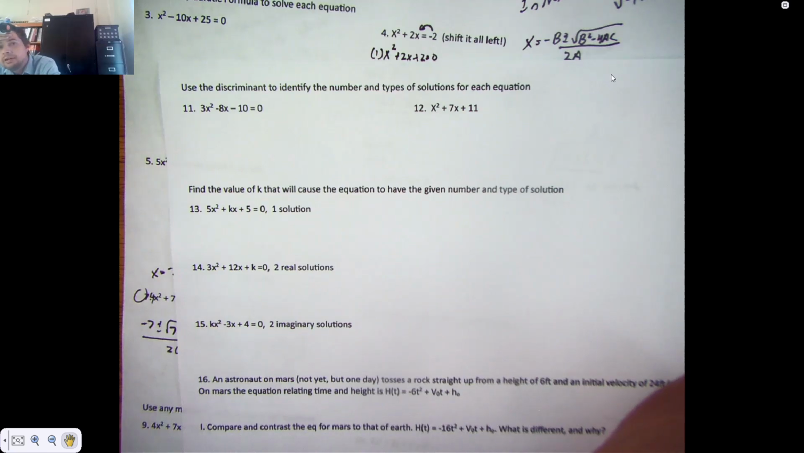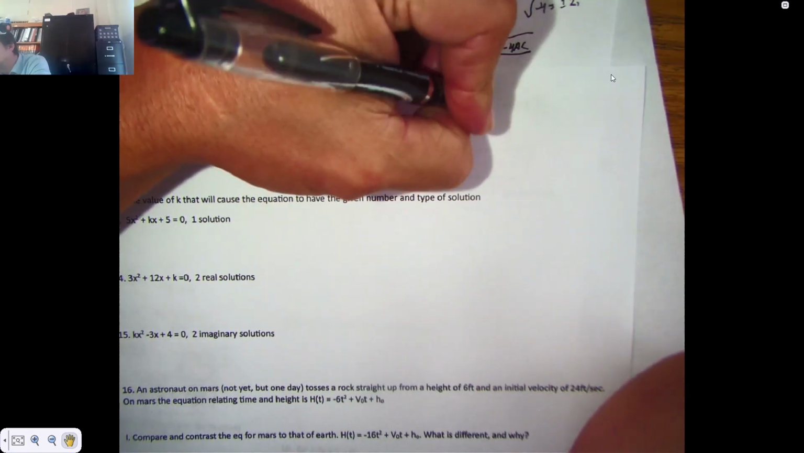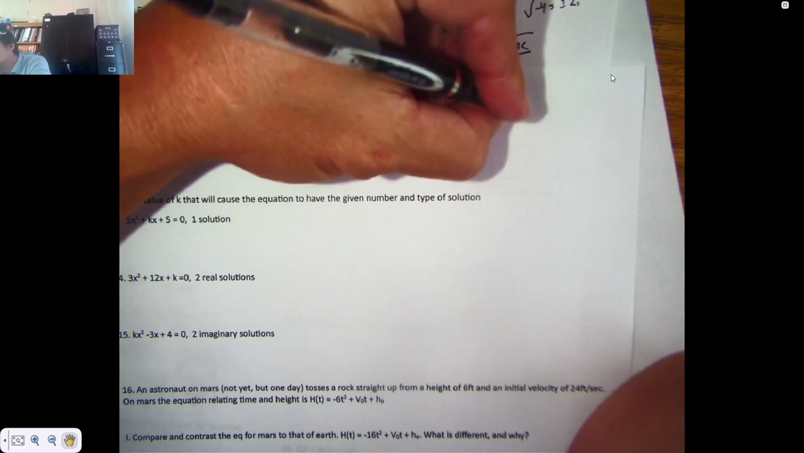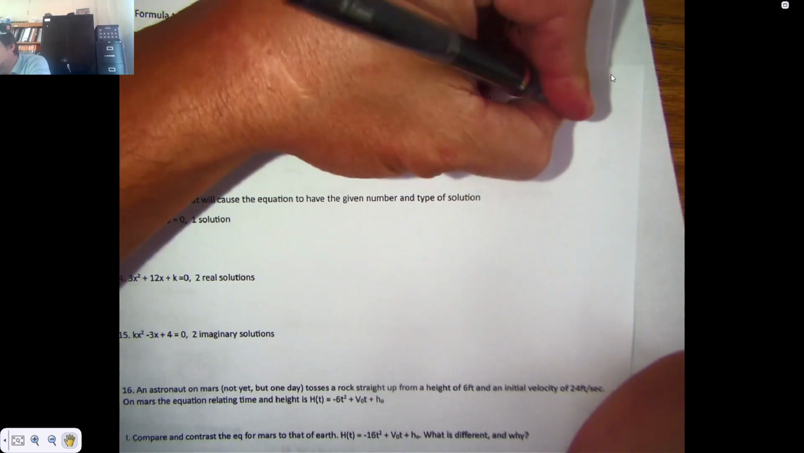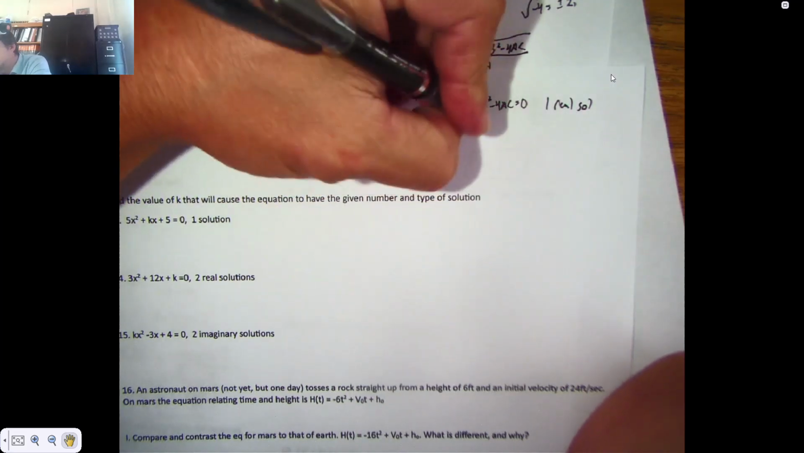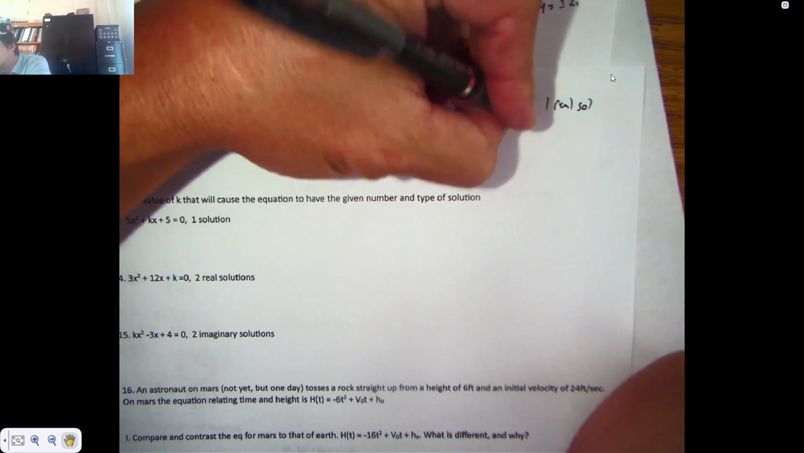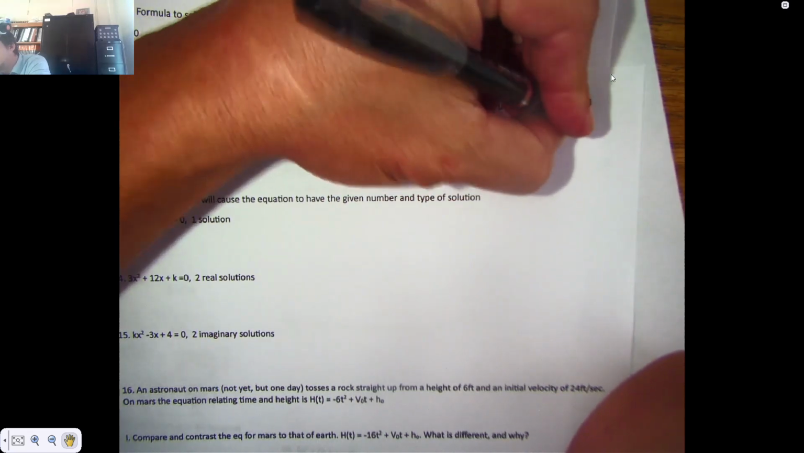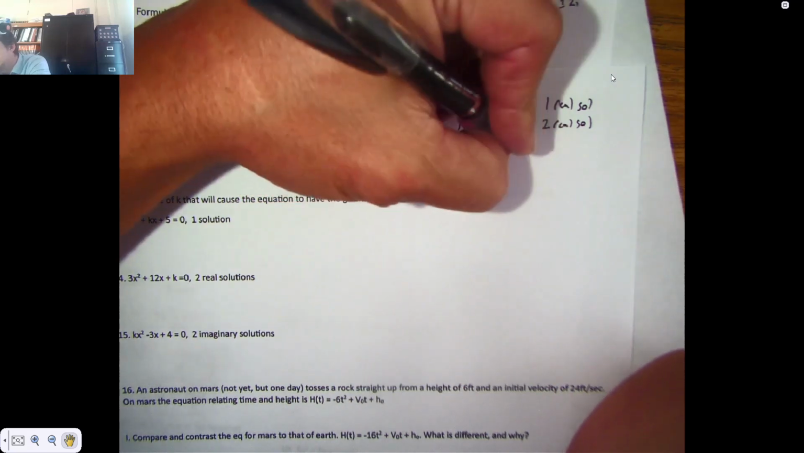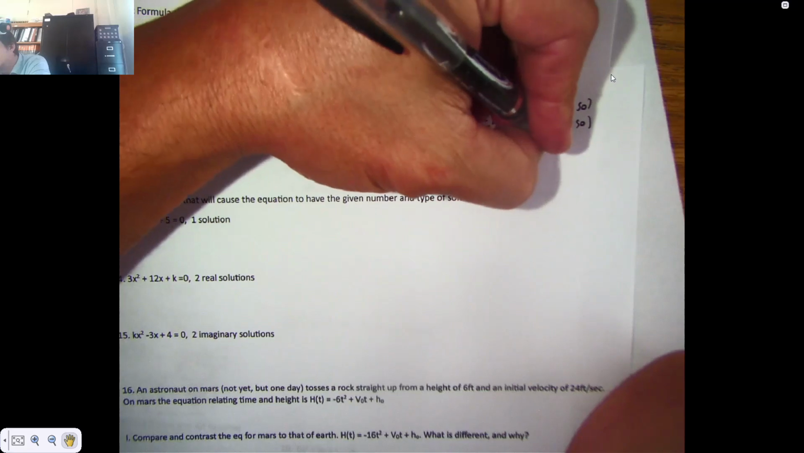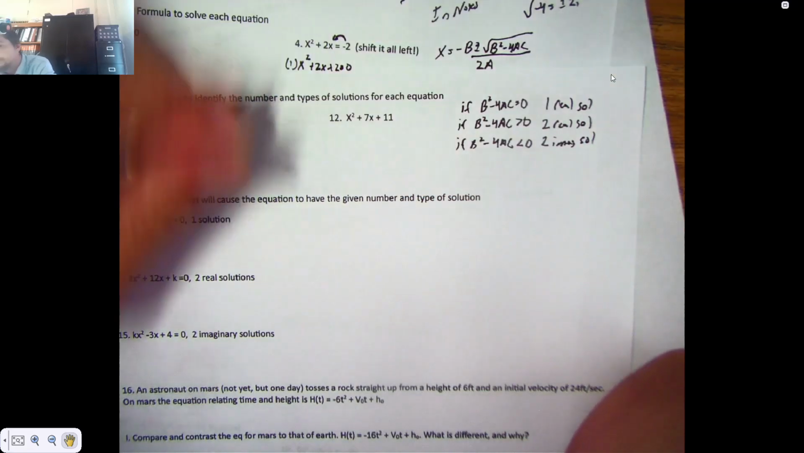All right, what do we have here? Use the discriminant to identify the number and types of solutions for each equation. So I'm going to write down the rules of the discriminant. If b squared minus 4ac is 0, we have one repeated real solution. If b squared minus 4ac is greater than 0, we have two real solutions. And if b squared minus 4ac is less than 0, we have two imaginary solutions.